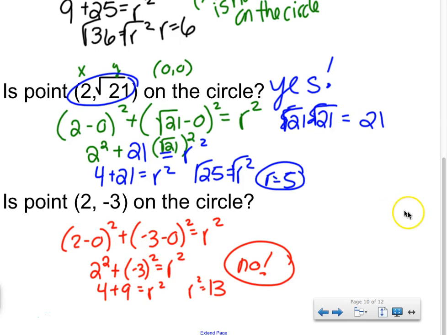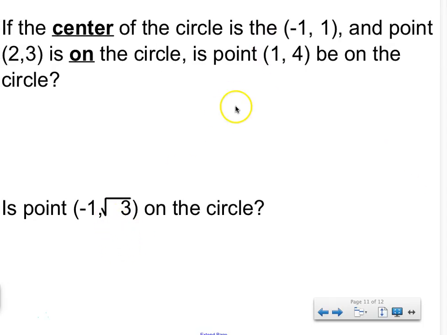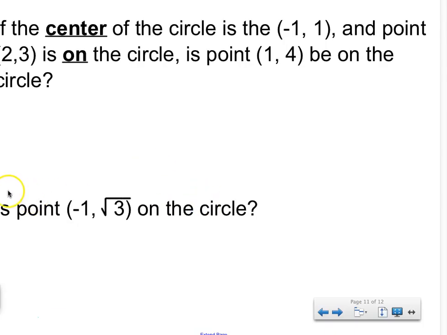Okay, so let me know if you have any questions about proving whether a point is on a circle or not. Otherwise, I want you to try this one on your own. It's a little bit different, your center is now at a point and not at the origin, but it's still the same process. So tell me whether or not (1, 4) is on that circle, and then tell me whether or not (-1, square root of 3) is on that circle as well.